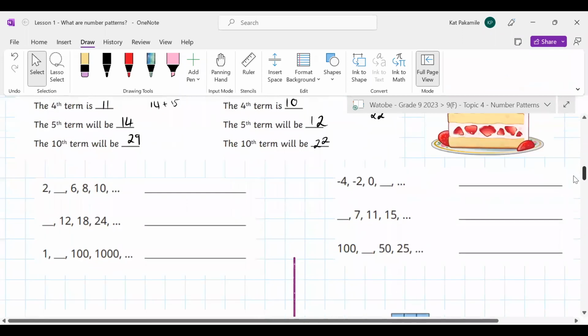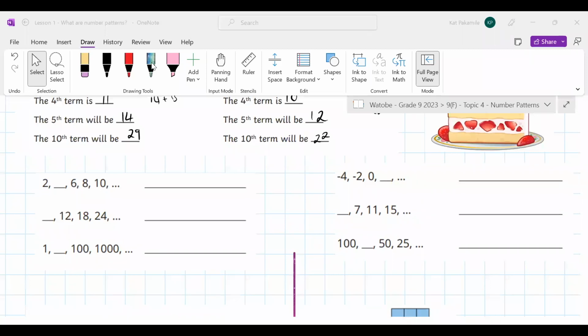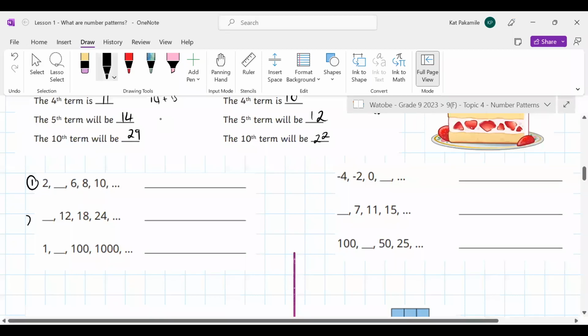Okay. Now, we're doing the same thing, but I spiced it up just a little bit. The first one is very easy though. Let me know in the chat. Let me number them. Number 1 is over here. Number 2 is over here. Number 3 is over here.